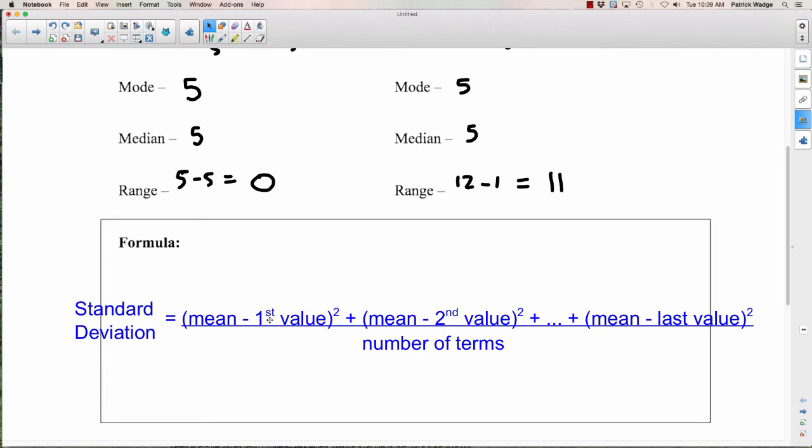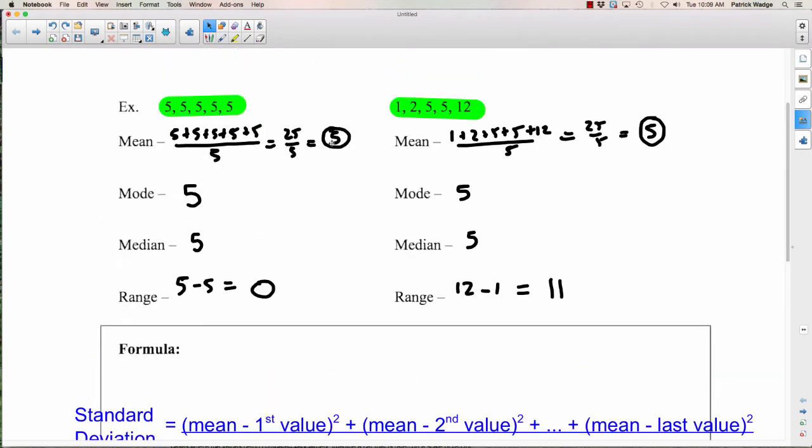In fact, there are all these crazy symbols that are used to represent standard deviation and mean and the first value and everything, but I thought this might be a little bit easier to wrap our heads around. So, standard deviation, which is what we're trying to figure out, is equal to, you get the mean. Remember, mean is what we got up here. We already know the mean is 5.